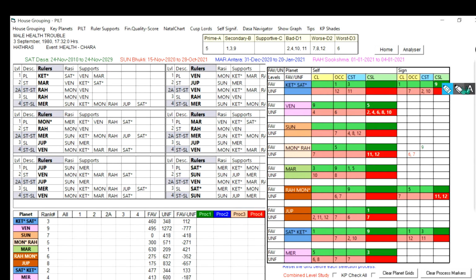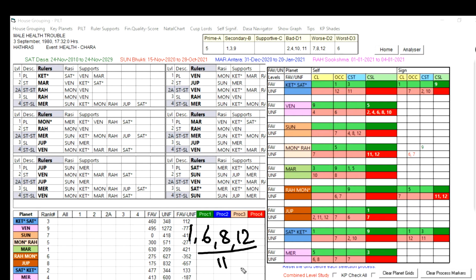In the key planets, you can find which are the unfavorable key planets. Basically, what are the key planets we are looking for to cause health issues? First of all, the sixth house, eighth house and 12th house are important houses. Along with that, Lagna also has to get involved. And since it is Chara Lagna, the Badhaga house, the 11th house, can also be playing.